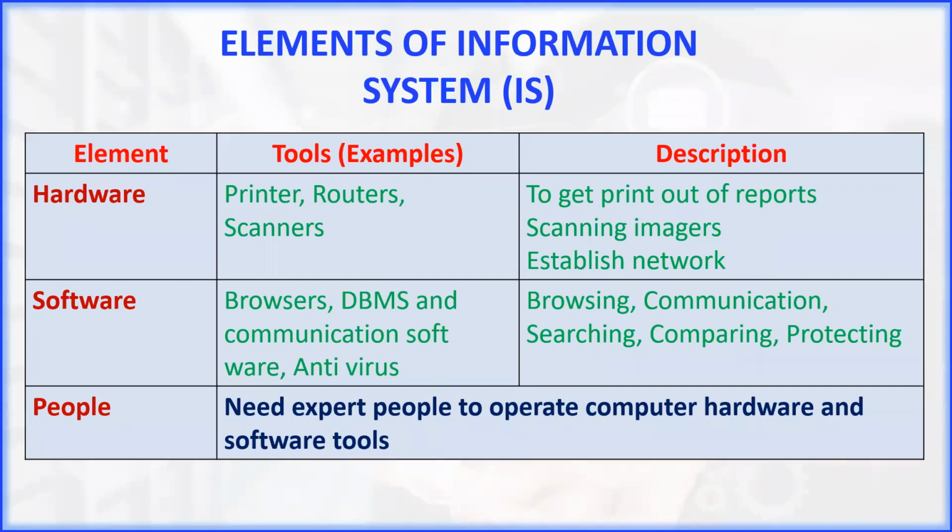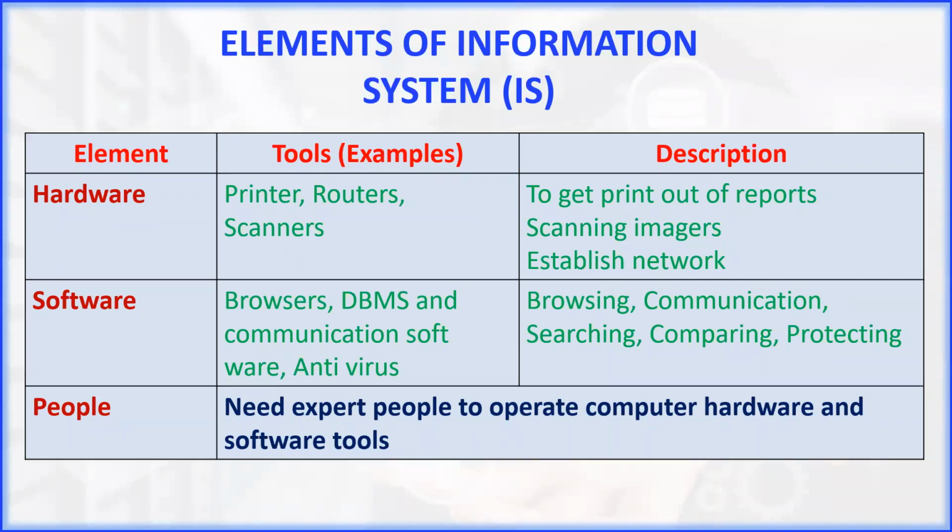Under description, it describes some requirements for why we need hardware: to create printouts of reports, scan images, and establish networks. That's about the computer hardware we need for an information system. Then we also need software. For the information system, we can identify software as a separate element. Some examples: browsers, DBMS, communication software, and antivirus software. If you maintain an information system in your business, various kinds of threats are available. To avoid these threats, you need antivirus software.